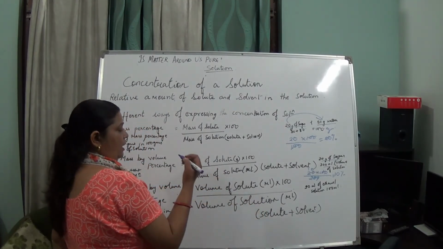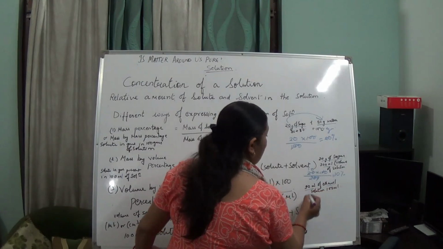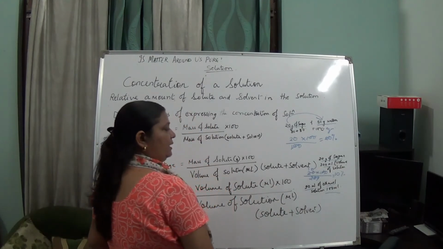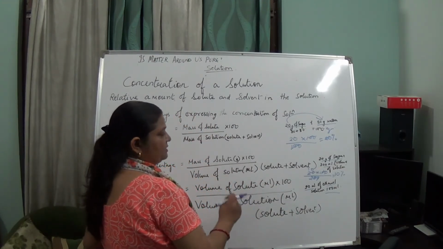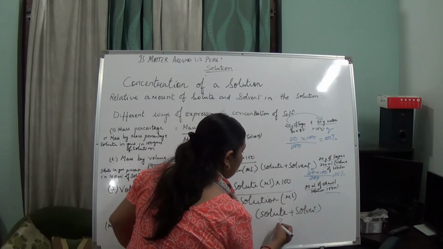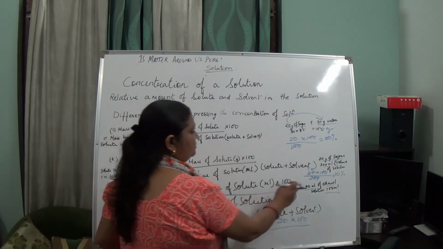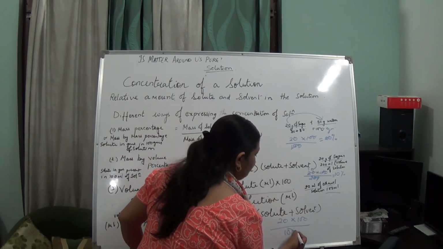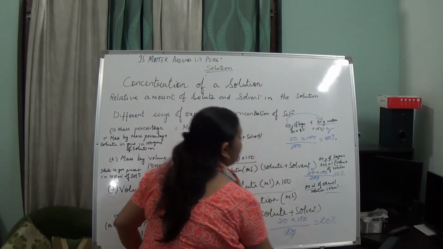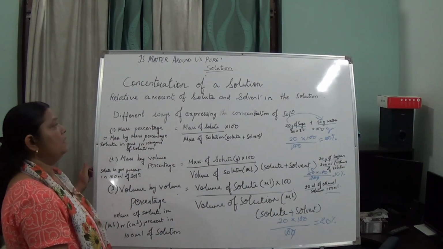Here you have taken 20 ml of ethanol, and you have added it to water to form a solution of 100 ml. So by the formula, volume of the solute is 20, into 100, upon volume of the solution, which is 100. Now cancel it, it becomes 20%. So this is how we can take out the concentration of the solution.